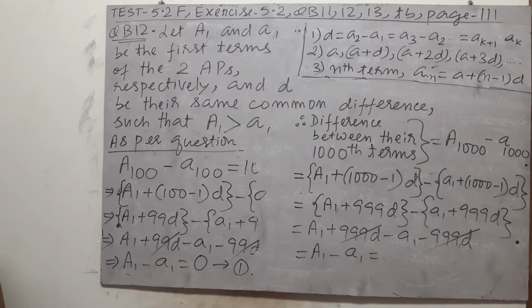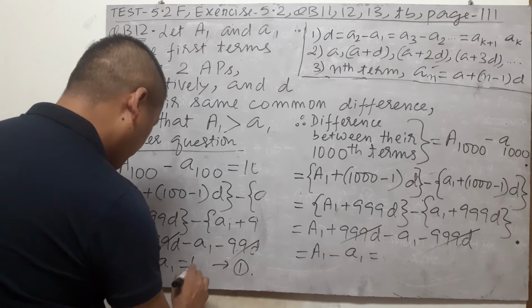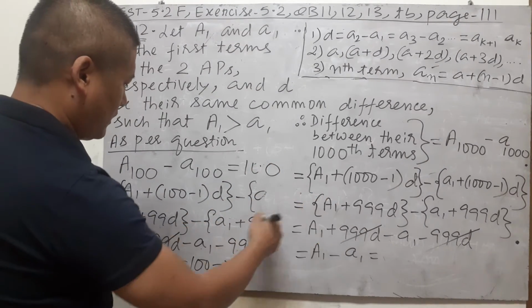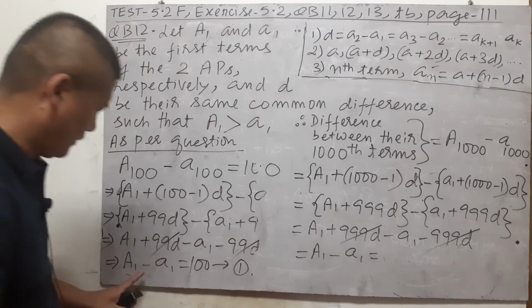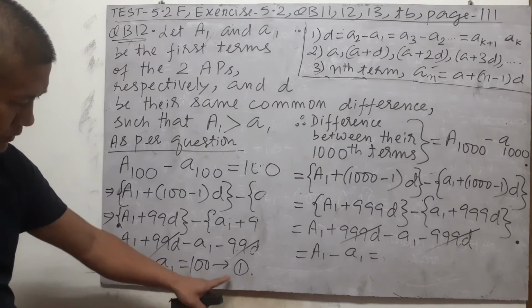I got it wrong here. I think it should not be equal to 0. It should be equal to 100, because we started from here, 100, see, sorry. Every step is 100, so equal to 100. So please correct that one: capital A1 minus small a1 equal to 100.